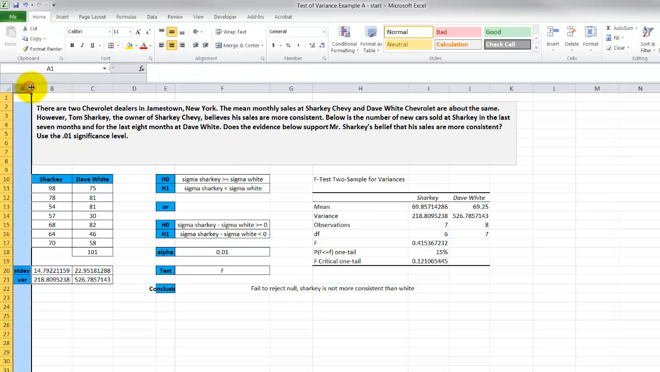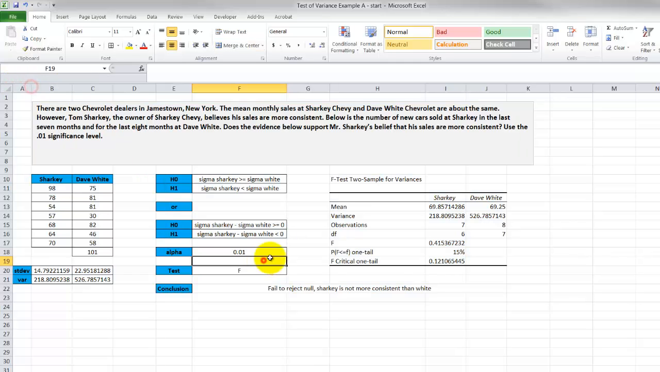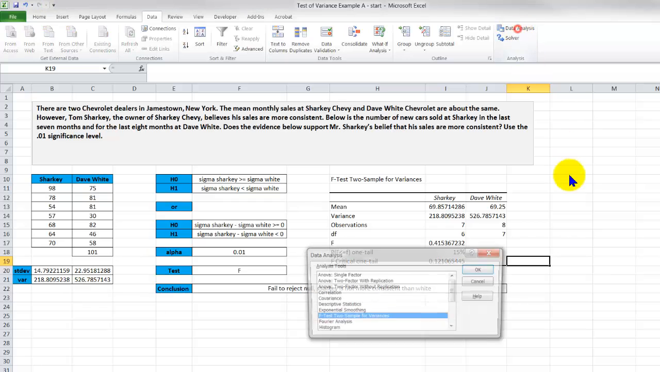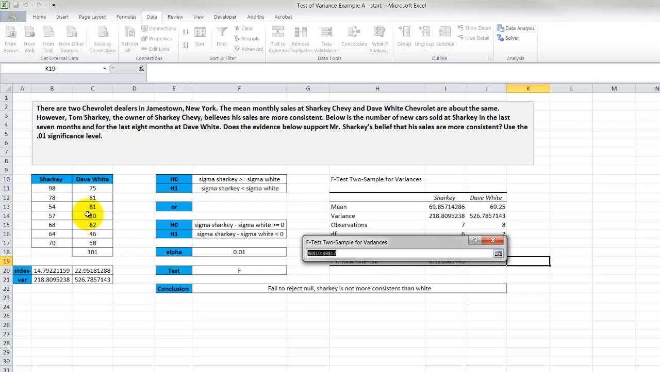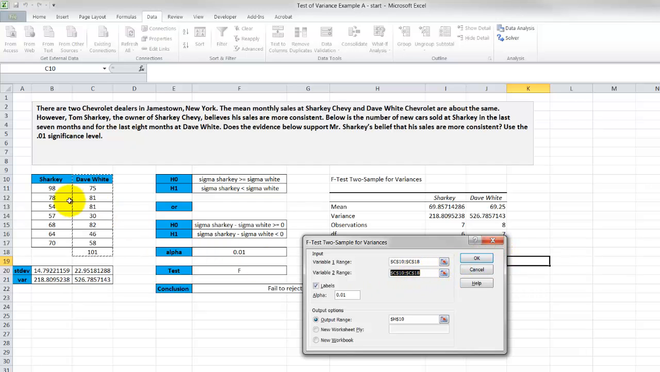Okay, so I want to come full circle in this example, and I want to show you how these values change if you change the order of presentation. And again, you can always make a good decision based on the p-value, which is why so many software titles only show you the p-value. Let's go back to data analysis, leave it at F, and I'm just going to swap the order. So here, instead of having Sharky as sample 1, I'm going to have David White. Go down to 2, instead of White, I'm going to have Sharky. I'm going to place those results here.